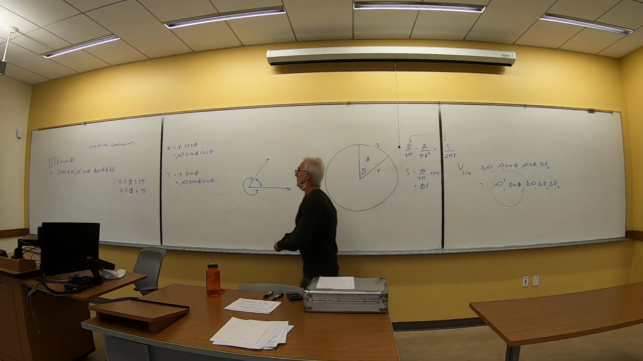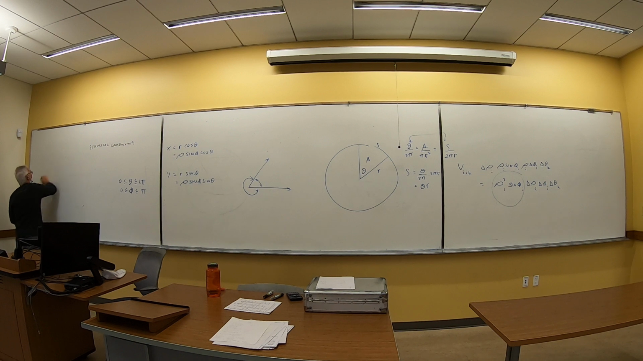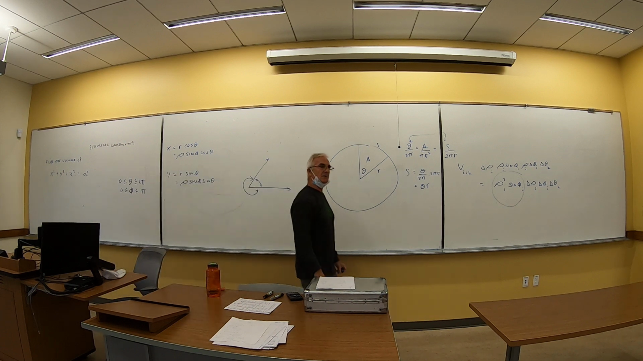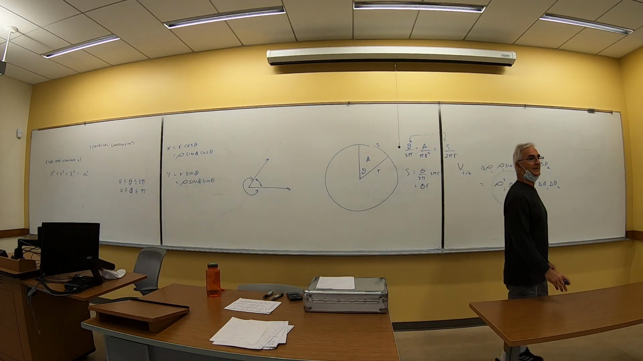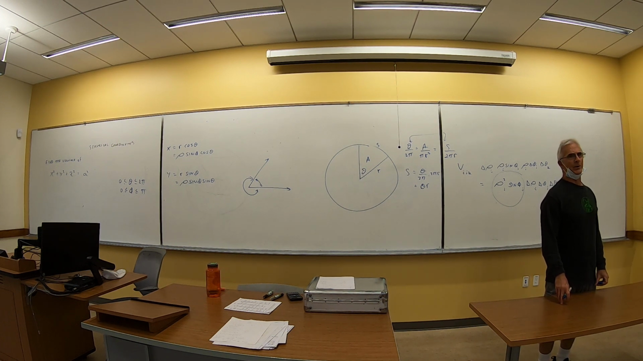So let's start with a really simple problem. Let's use spherical coordinates. Let's find the volume, in English, of a sphere of radius a centered at the origin. Agreed? Well, we already know how to do this.